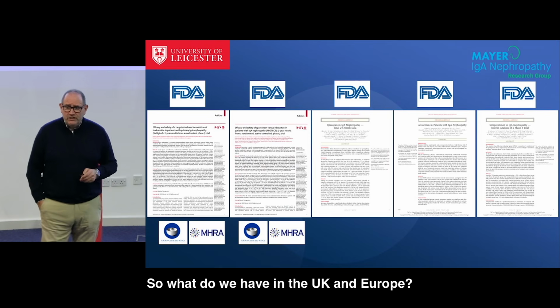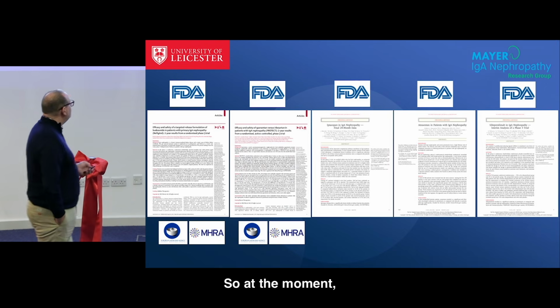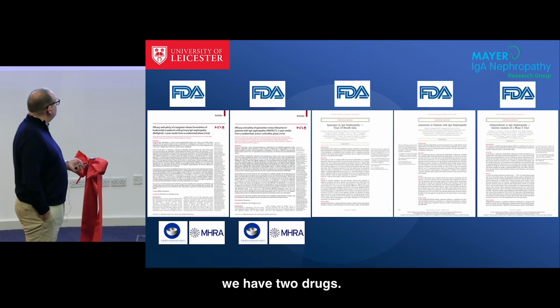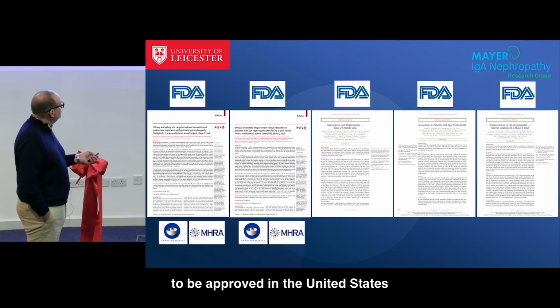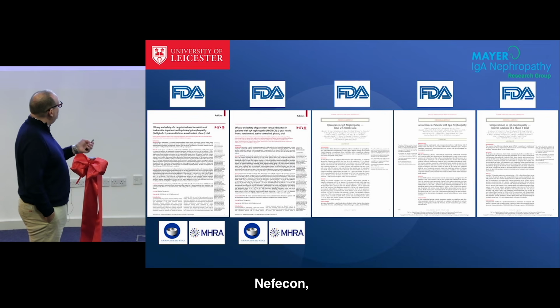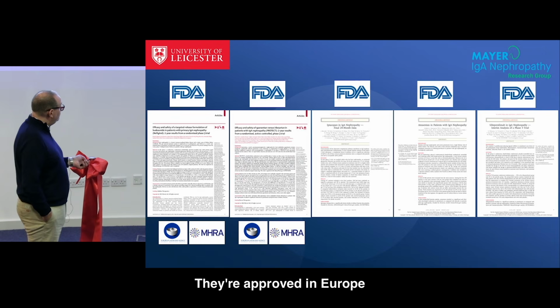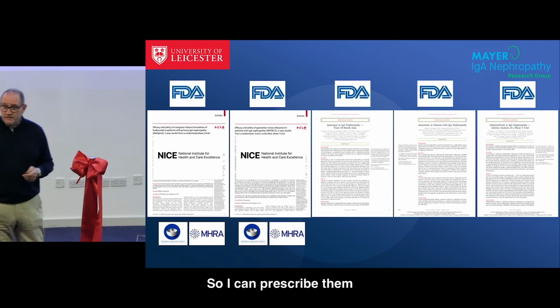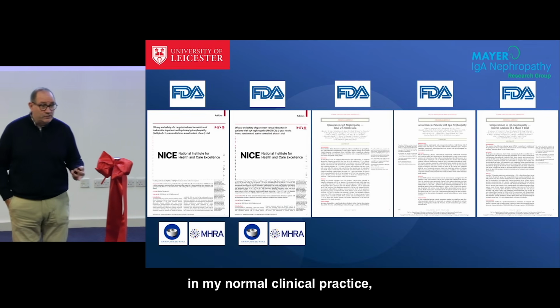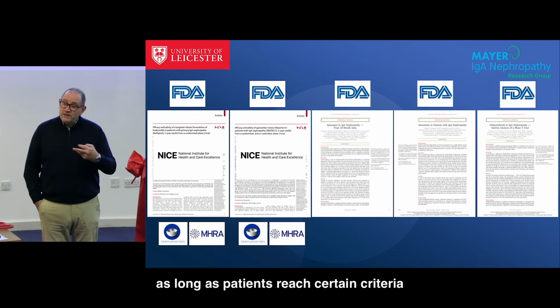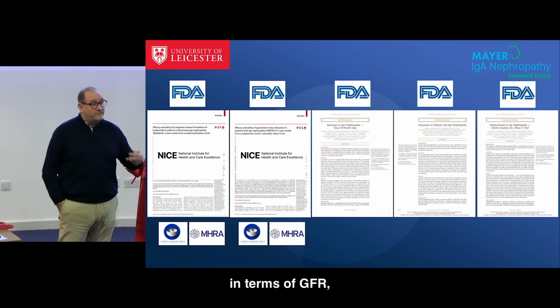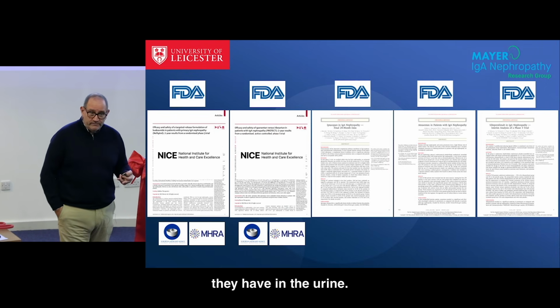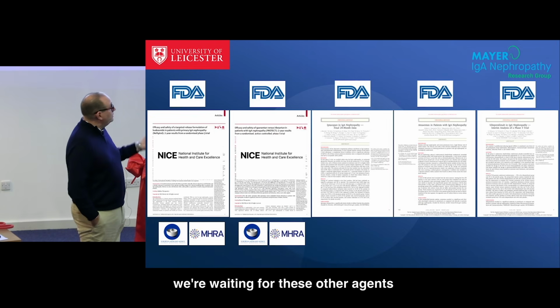So what do we have in the UK and Europe? At the moment, we have 2 drugs. The first 2 drugs to be approved in the United States are now here: Nefecon, which is a gut-directed steroid, and sparsentan. They're approved in Europe by the EMA and in the UK by the MHRA, and both are approved by NICE, so I can prescribe them in my normal clinical practice as long as patients reach certain criteria in terms of GFR and the amount of protein they have in the urine. So we have these agents, we're waiting for these other agents to come.